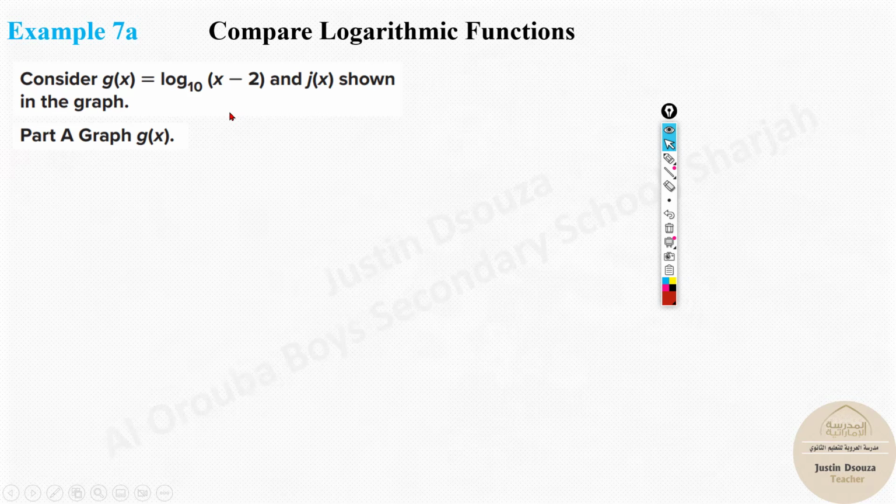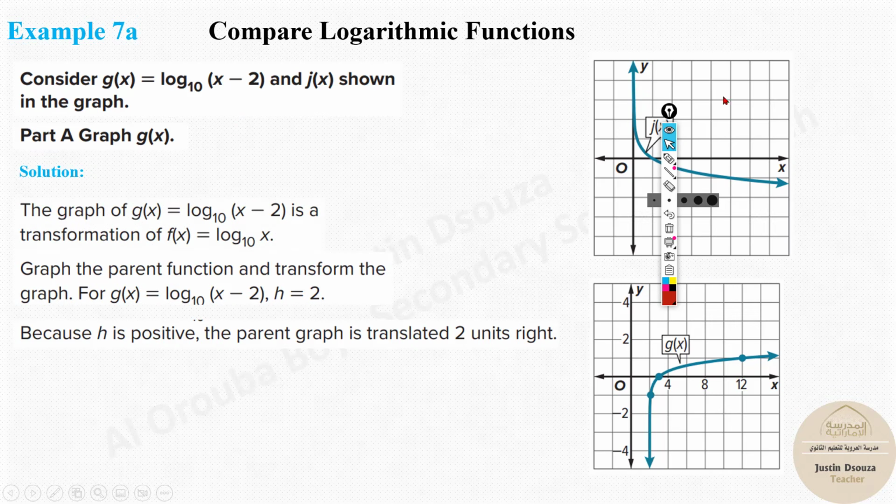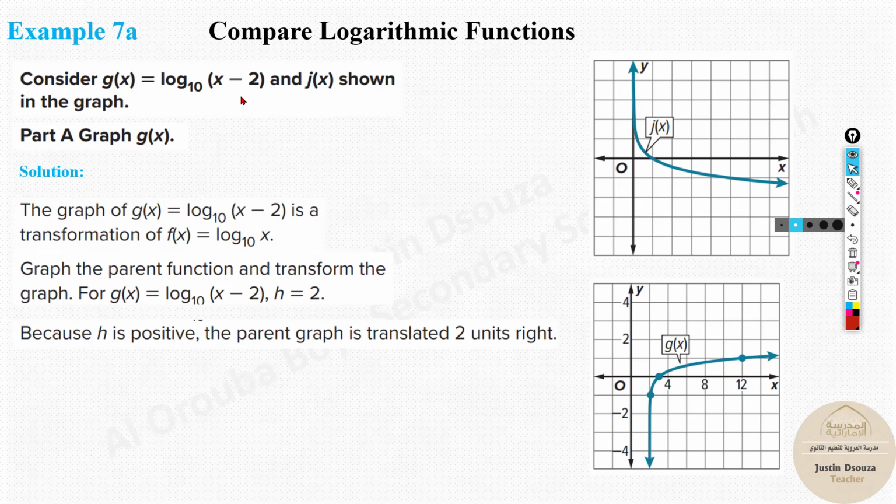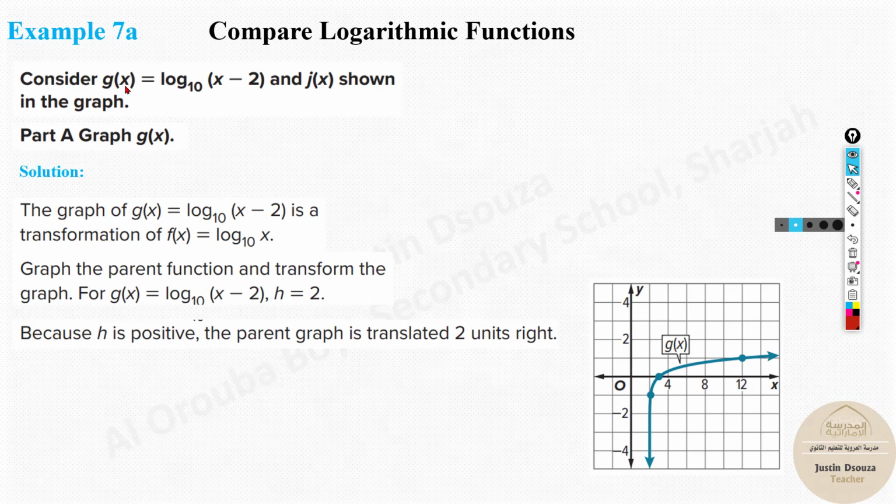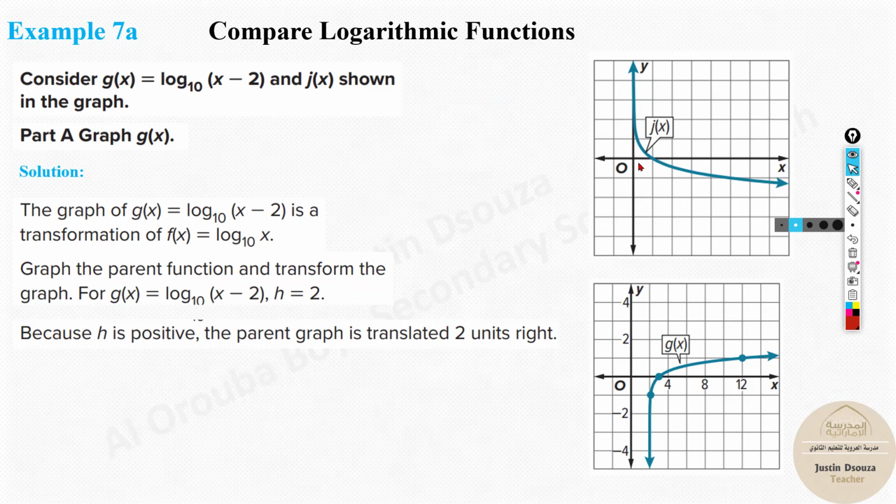Now then, over here they have given us a few things. They have given you the graph already. Consider g of x equals log of x minus 2, and j of x is shown in the question. We need to graph g of x.